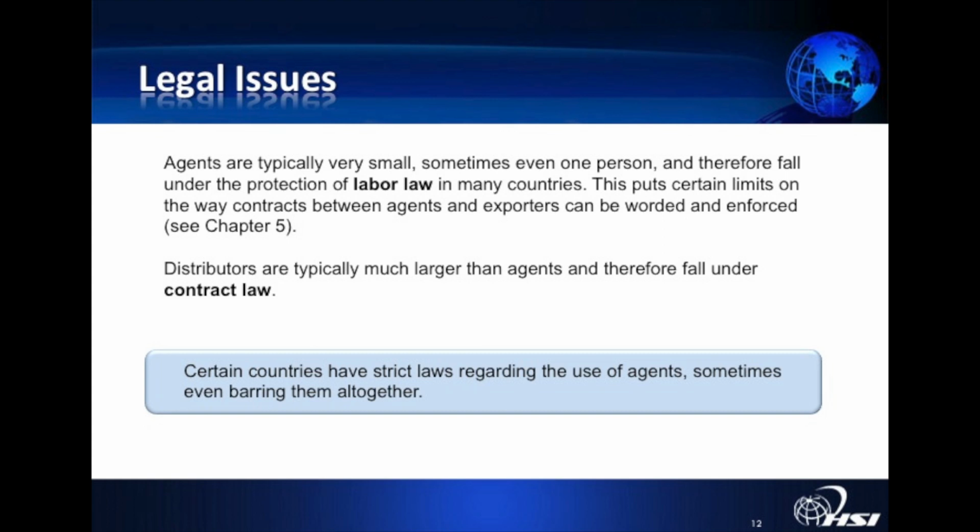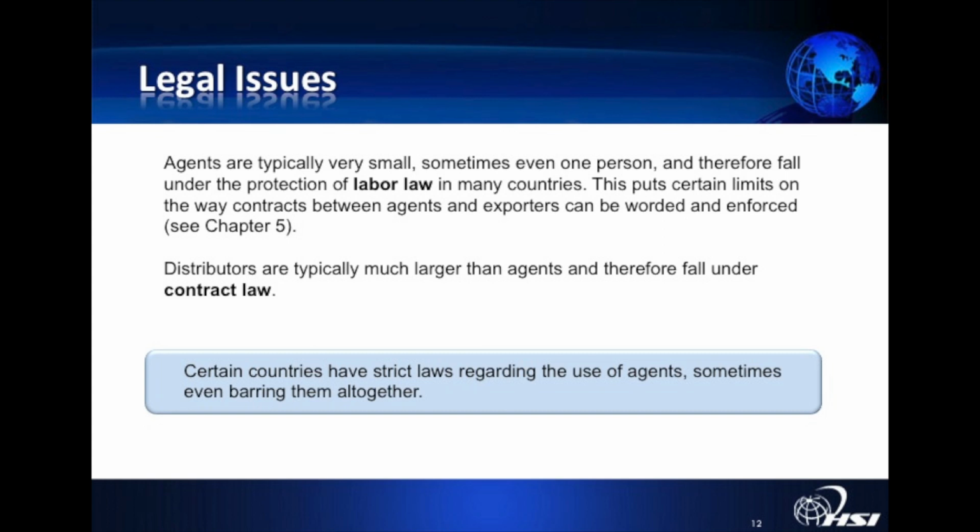But there are also some judicial issues we must consider, or legal issues. Agents, since they're typically smaller companies, are often protected by governments throughout the world, and these countries protect them by having disputes between the exporter and the agency governed by labor law, as opposed to contract law, where in most cases a distributor and an exporter, their relationship falls under contract law.